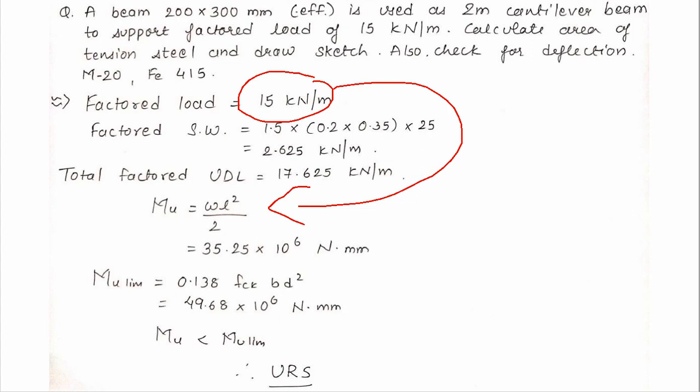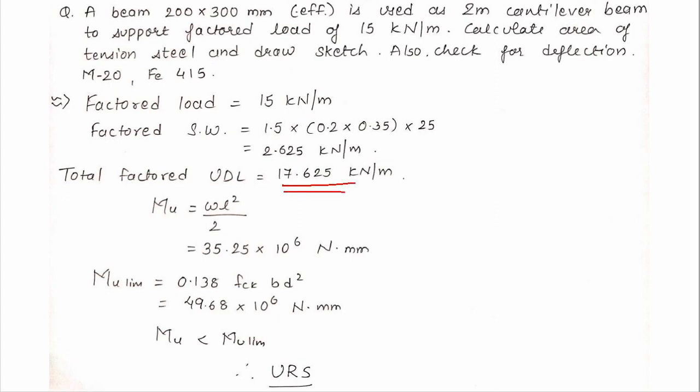So let us take an example of a 7 marker question. If we take the answer directly as 15 and do not multiply with the self weight, we will get only 2 or 2.5 marks for the method. So keep this in mind. The total load, or the total UDL, will be 17.625 kilonewton per meter.